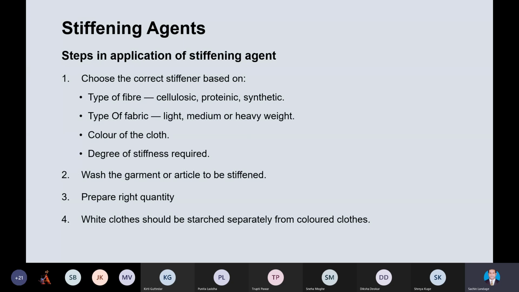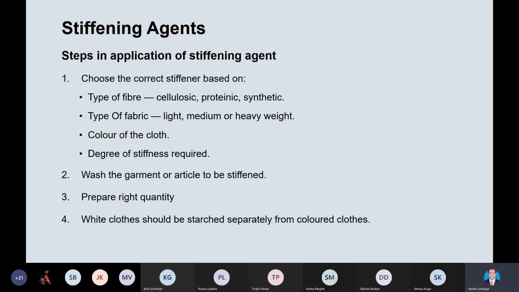Now, if you need to stiffen cotton, then generally we prefer to use starch and similar materials. If you need to apply it onto protein fibers, then we select gelatin or gum arabic. If we need to apply it to synthetic fiber, generally we prefer synthetic products like polyvinyl alcohol and polyvinyl acetate.